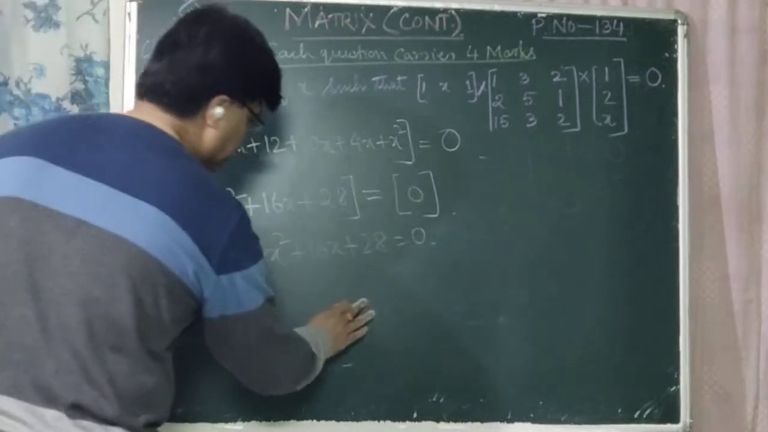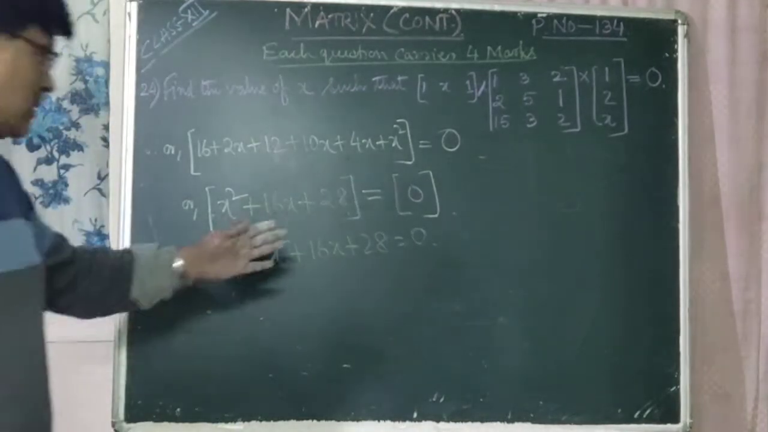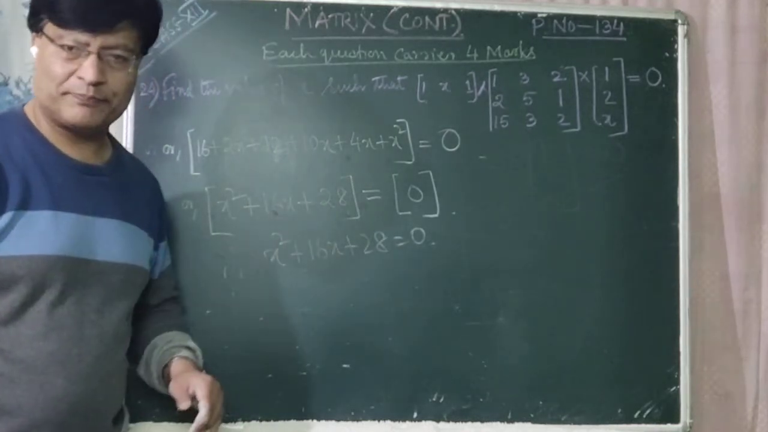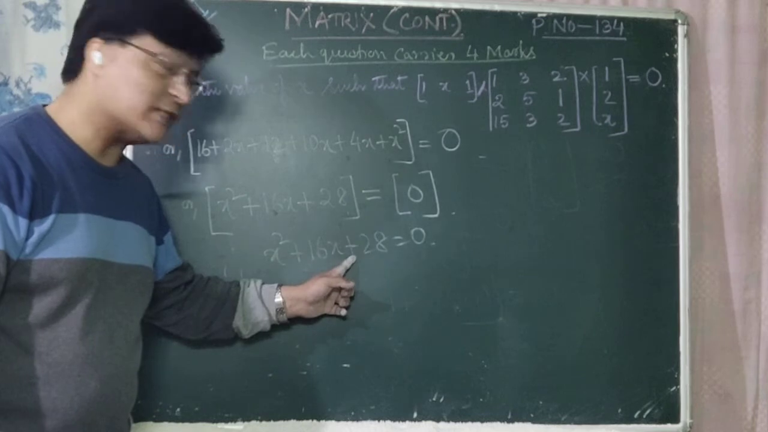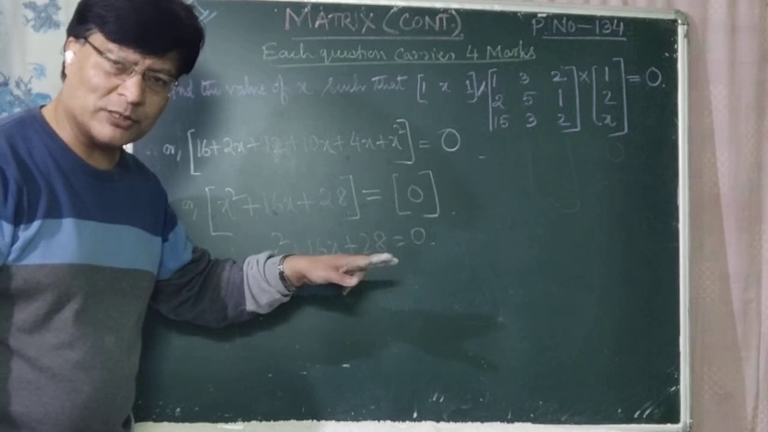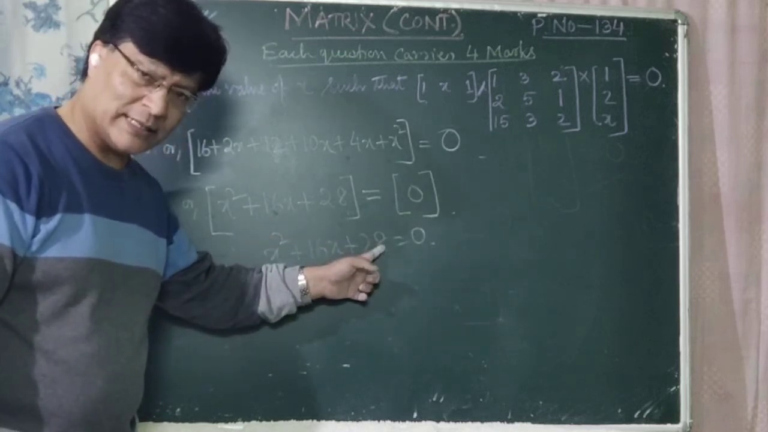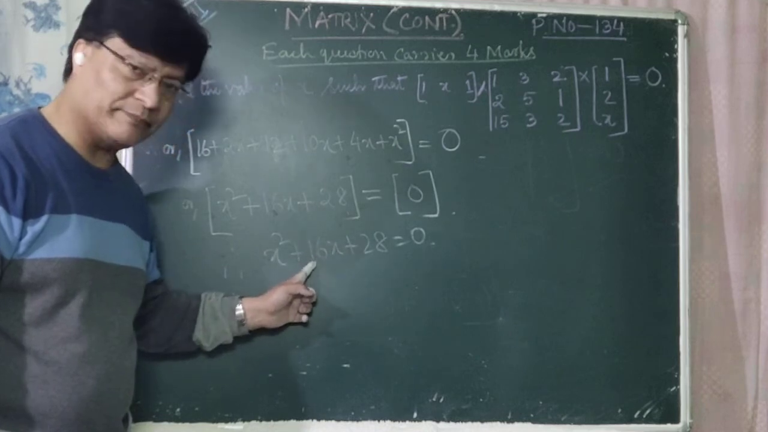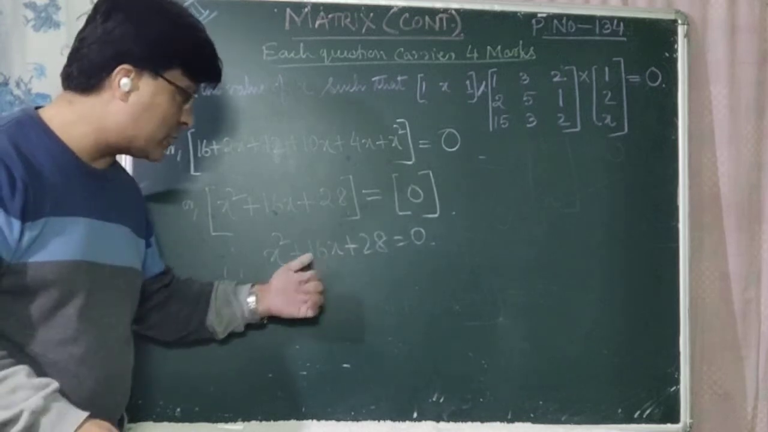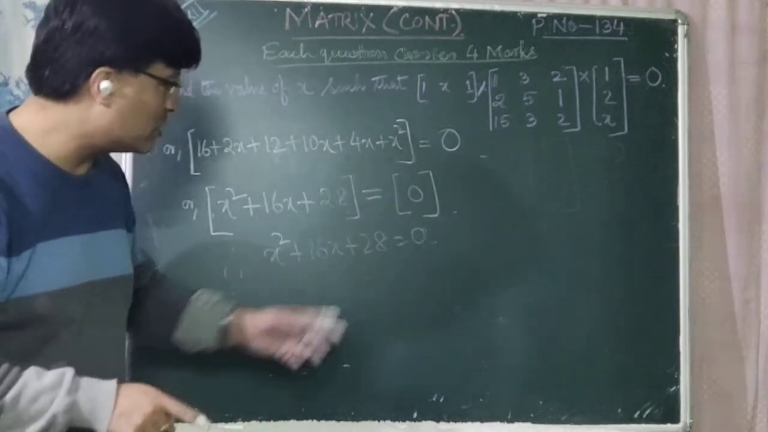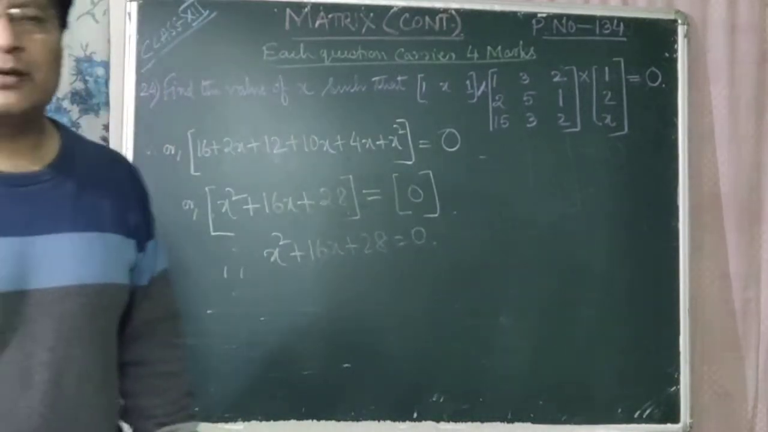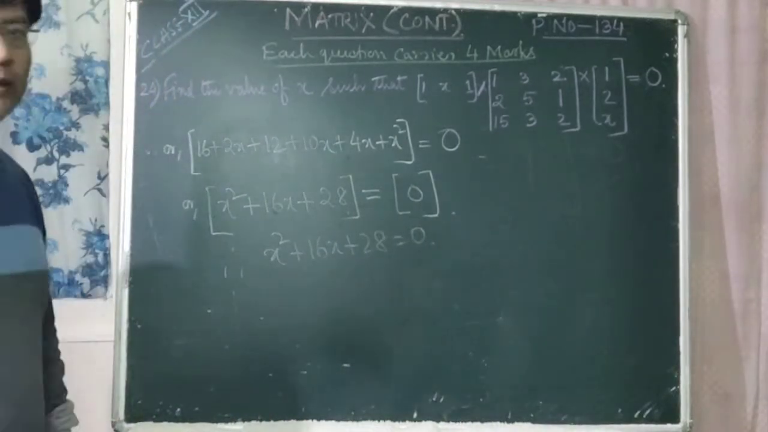So let us solve it. You can factorize the left hand side, middle term breaking. If you multiply the two numbers, you should get 28. Before 28, plus sign is there. That means you have to find two numbers whose multiplication is 28, and after adding you should get 16, because before 28 there is plus sign. What are those two numbers? 14 2s are 28 and 14 plus 2 is 16.